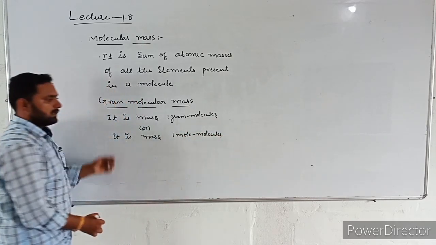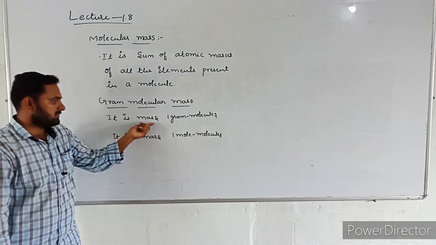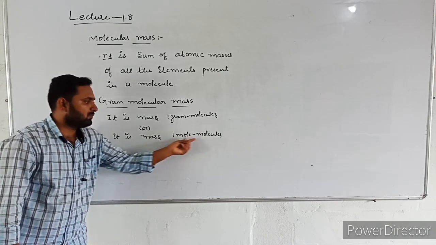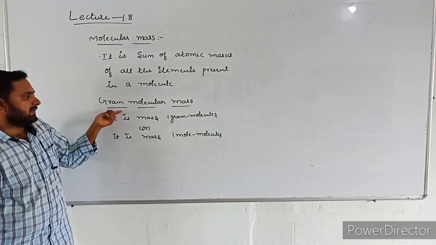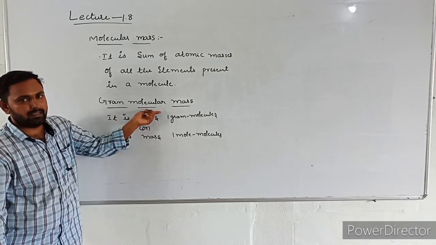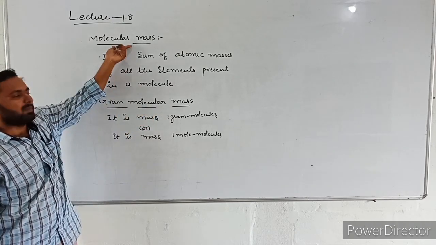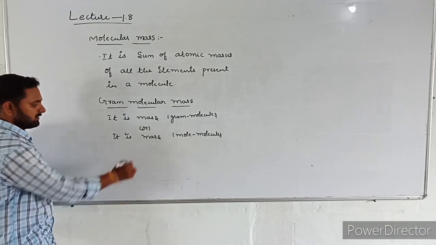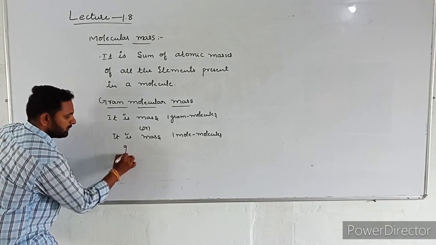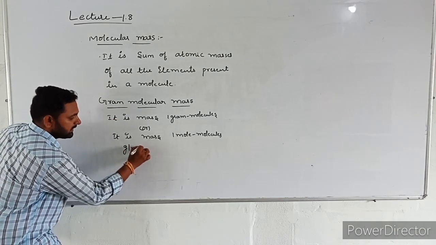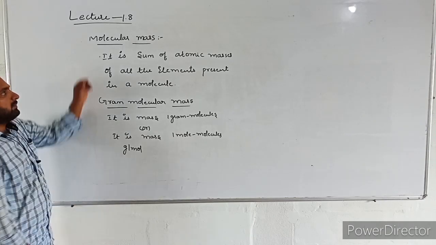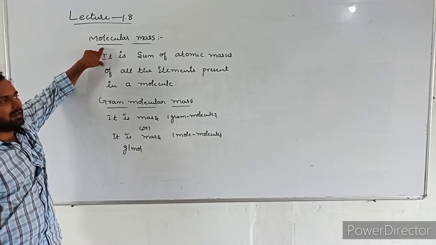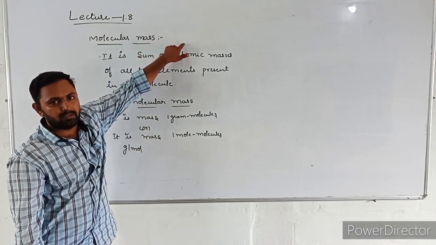What is gram molecular mass? It is the mass of 1 gram molecule, or it is the mass of 1 mole of molecules. Gram molecular mass is numerically equal to molecular mass, but the unit is different. For gram molecular mass, we use gram per mole. The unit is gram per mole. But for molecular mass, we use unified mass or AMU.